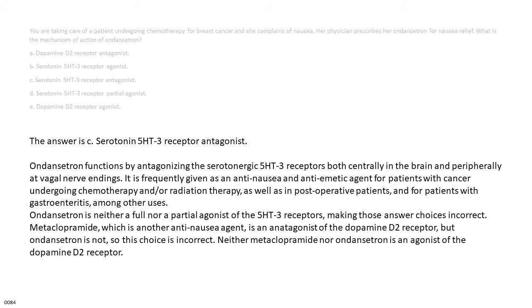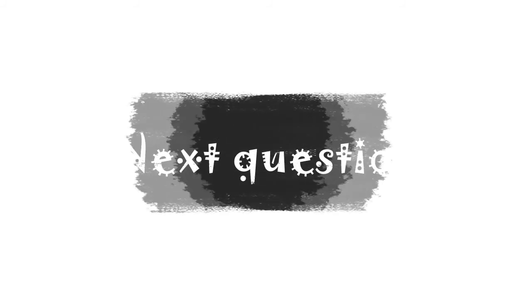well as in post-operative patients, and for patients with gastroenteritis, among other uses. Ondansetron is neither a full nor a partial agonist of the 5-HT3 receptors, making those answer choices incorrect. Metoclopramide, which is another anti-nausea agent, is an antagonist of the dopamine D2 receptor, but ondansetron is not, so this choice is incorrect. Neither metoclopramide nor ondansetron is an agonist of the dopamine D2 receptor.